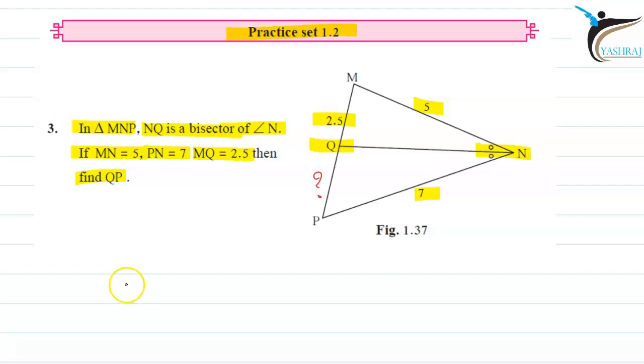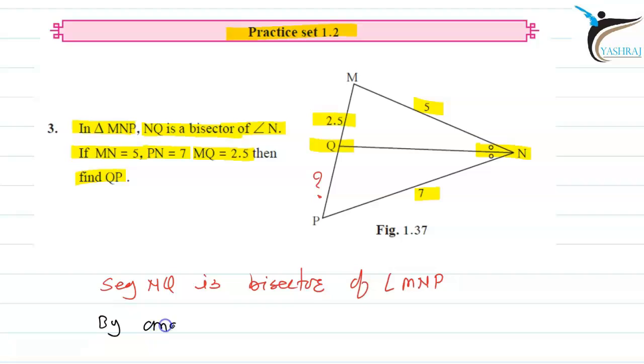Since NQ is given as a segment, the arrowhead is not provided, so we may write that the segment NQ is the bisector of the angle. We have N, meaning what? M and P. Try to read the angle in terms of 3 capital letters, or PNM you may write. So once we have been given the bisector, I am writing here by angle bisector property.